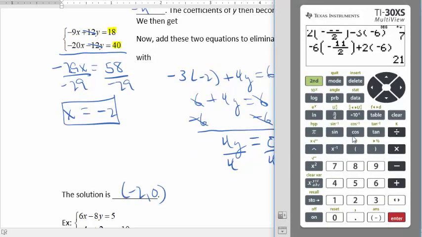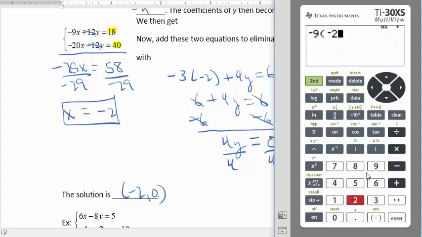And then again, I can do a check in this by substituting. So negative 9 times negative 2. And this one is easier to check because one of the variables is 0. So you don't even honestly need a calculator for this one. It would be easy to check by hand. But negative 9 times negative 2 plus 12 times 0 equals 18. So that works. And then negative 20 times negative 2 minus 12 times 0, and that equals 40. So it checks in both equations.